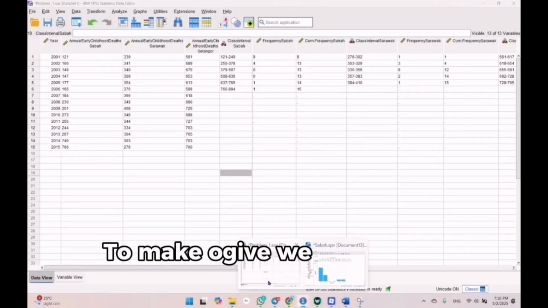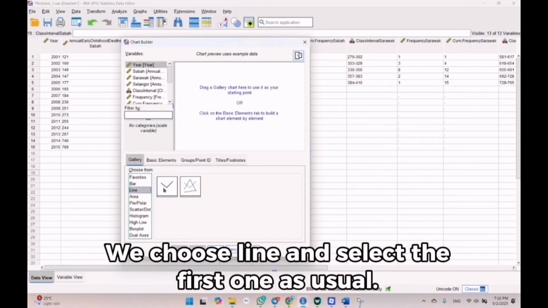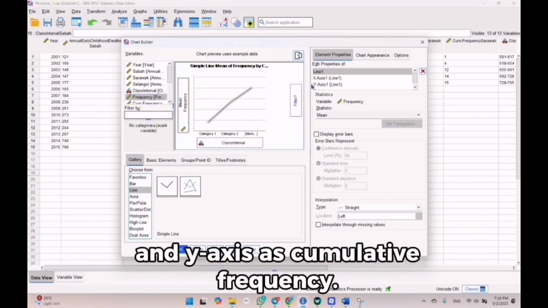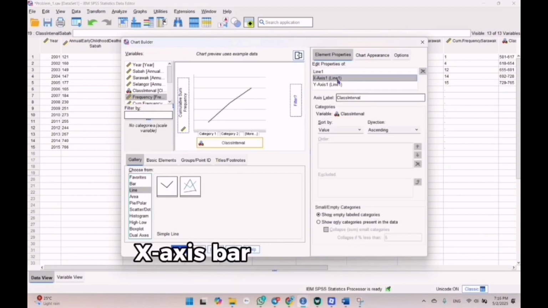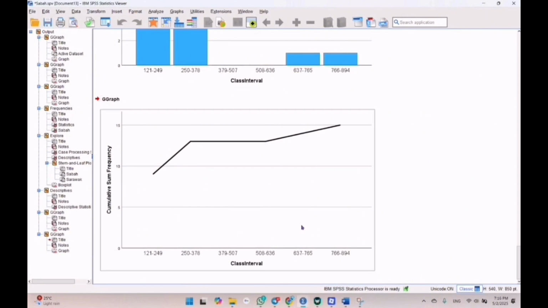To make OGIF, we will use the same method. For this, we choose line and select the first one. As usual, insert the x-axis as class interval and y-axis as cumulative frequency. For the statistic, choose cumulative sum. X-axis bar will always be ascending, and we can create the OGIF.